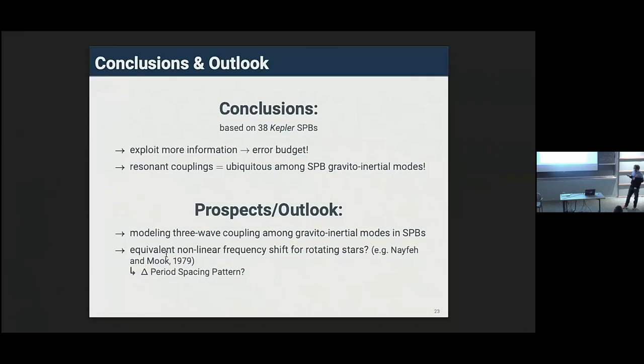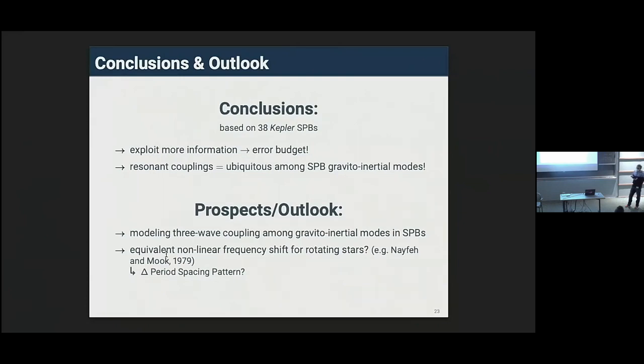Because this has already been characterized back in the 80s for non-rotating stars. But what we now have to deal with is the Coriolis force for our rotating stars. And I don't think that I've seen an analytical expression at the moment for describing this frequency shift.